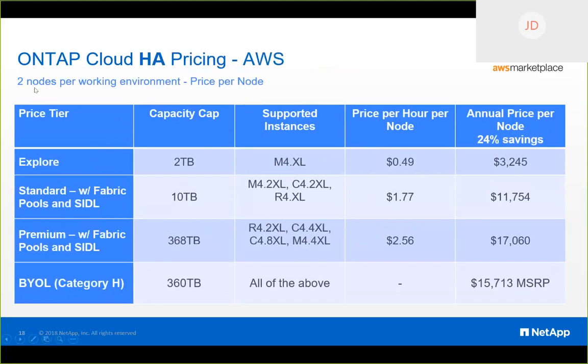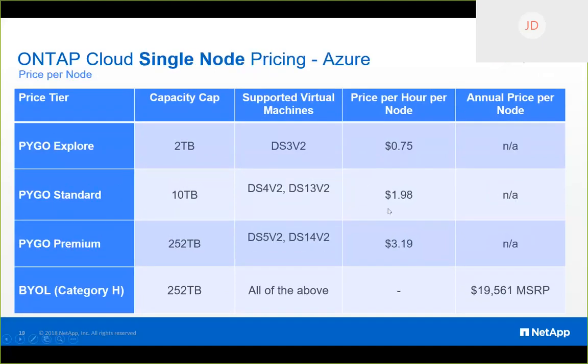Please take note, for an HA deployment, you're going to need 2 nodes, one in each availability zone that you want to use. So you'll notice the per node pricing is a little bit lower, but remember you're going to have to double that. Again, I didn't want to spend too much time on this. Here's the pricing for Azure.